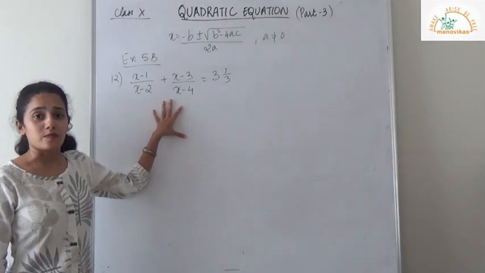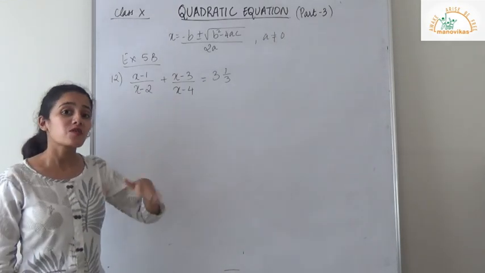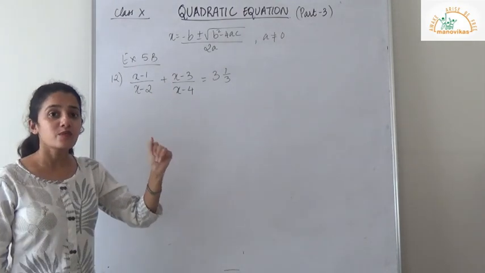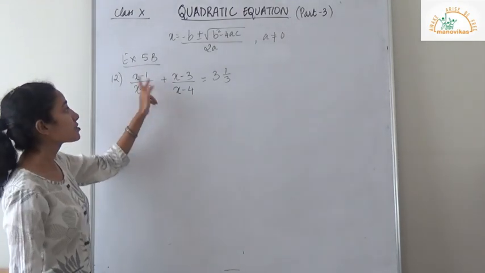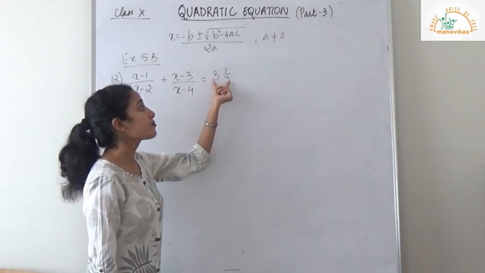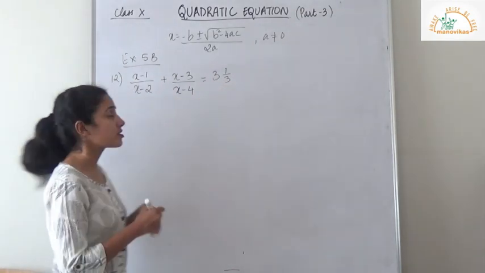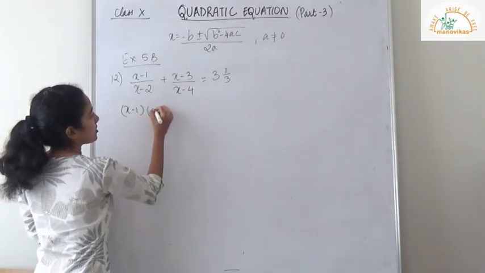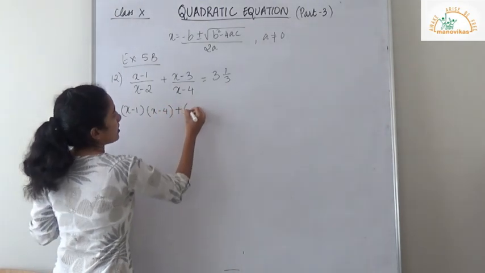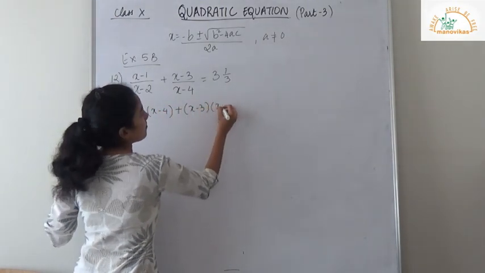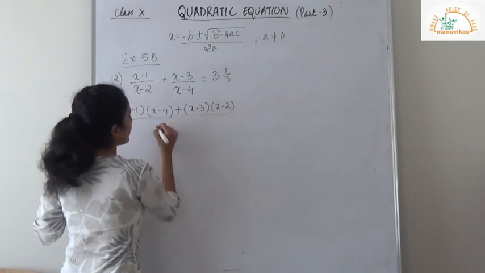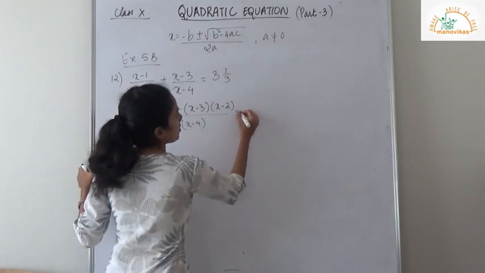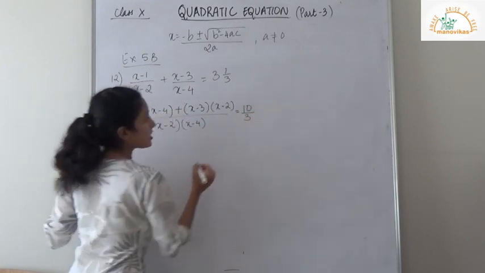Let us consider another problem here. These types of problems we have solved in the previous video. So we know that this is not in the standard form. To get it in the standard form, what is the first step? That is, first you take the LCM and convert this mixed fraction into an improper fraction. So I have x minus 1 when I take the LCM, x minus 4 plus x minus 3 and x minus 2 divided by x minus 2, x minus 4 is equal to 10 divided by 3.